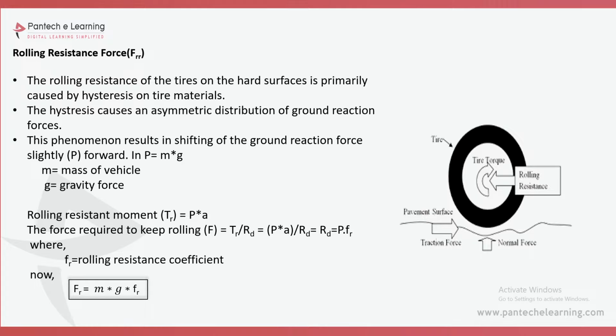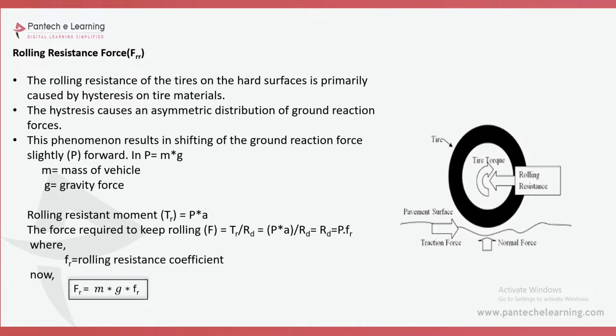Okay, so the rolling resistance moment is P equal to A. We already know P equal to M into G. So the force required to keep rolling is F equal to TR by RD. We already know TR equal to P into A, so now substitute P into A by RD for TR. Here RD is the rolling radius.